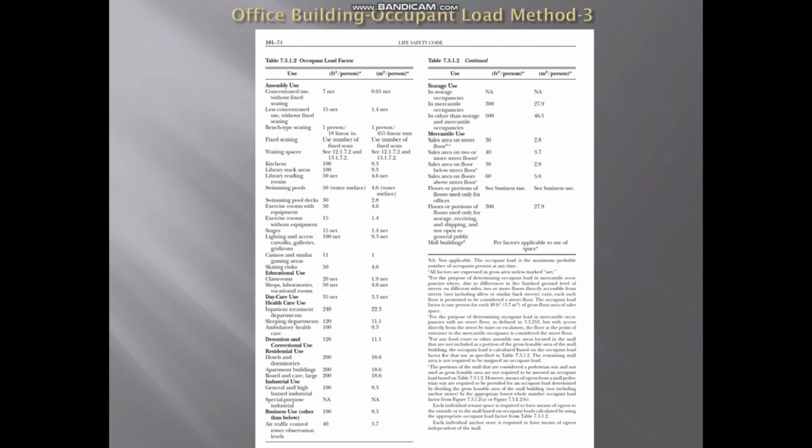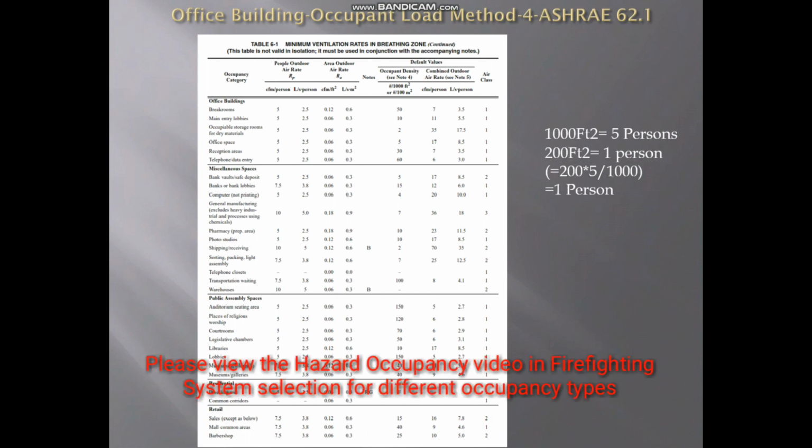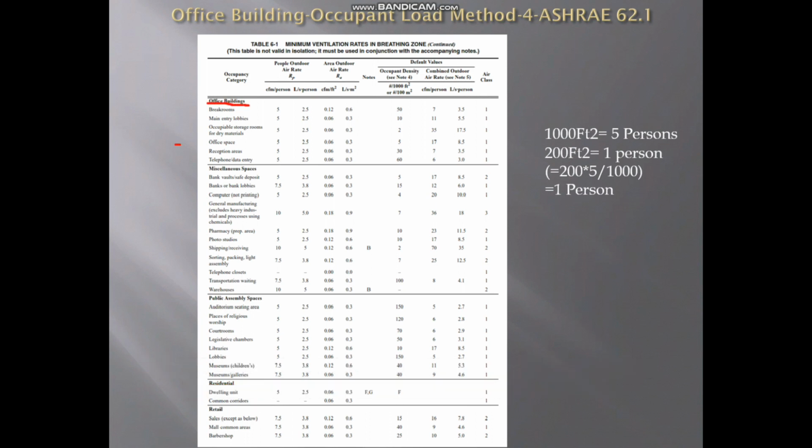So the last method we have here is ASHRAE 62.1 occupant load method. In this method I am going to show you the same example of a business building. For example, here we have the office building and office spaces, and what you see here is 5 people per 1000 square feet or 100 square meters. That means for 1000 square feet, 5 people. If I do the interpolation, for 200 square feet there will be 1 person. It comes from 200 times 5 divided by 1000. So for 200 square feet I am going to consider 1 person as per ASHRAE 62.1.